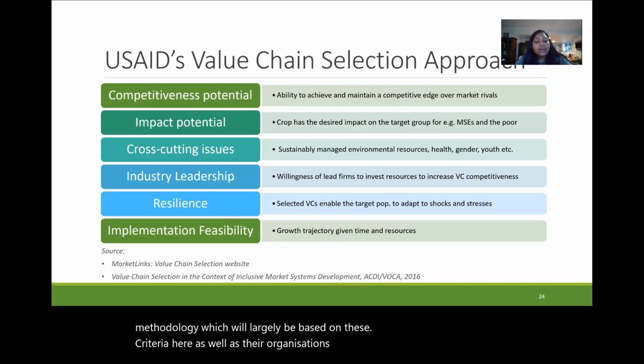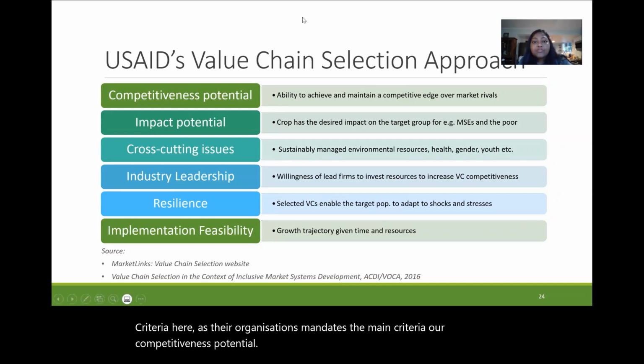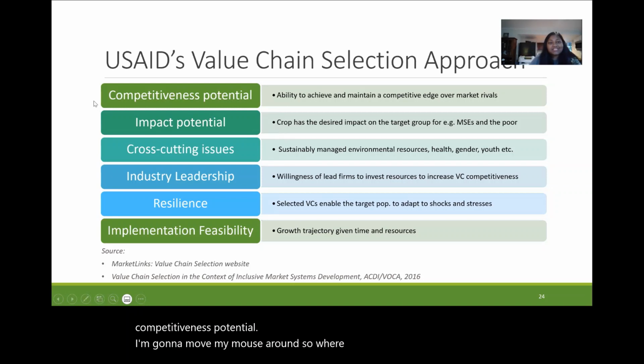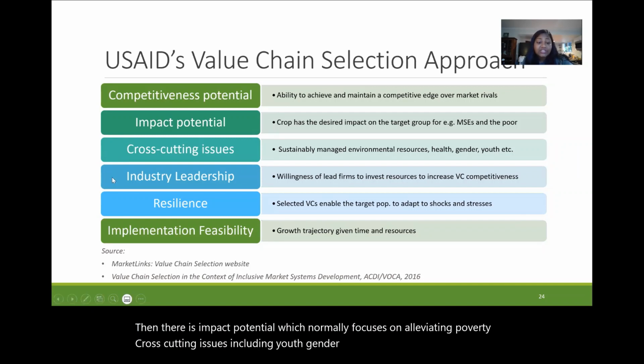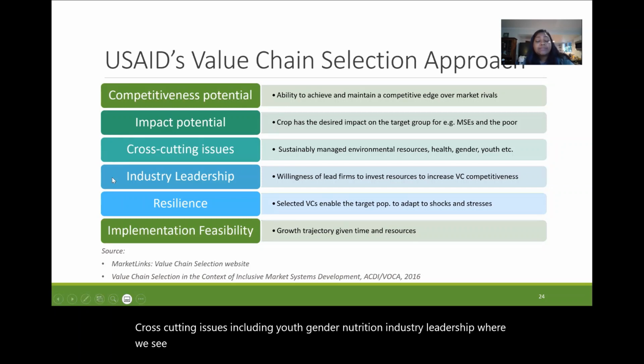The main criteria are competitiveness potential. I'm going to move my mouse around so you know where I am. So competitiveness potential, then there is impact potential, which normally focuses on alleviating poverty, cross-cutting issues, including youth, gender, nutrition, industry leadership, where we see if there are organizations that can play a leadership role and can serve as the lead firm, resilience, and implementation feasibility.